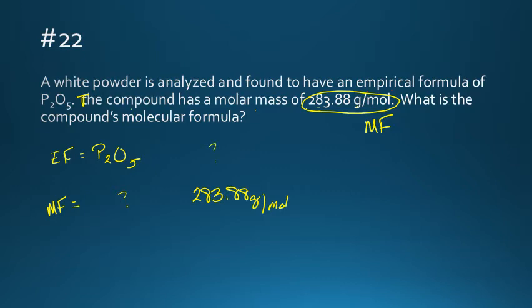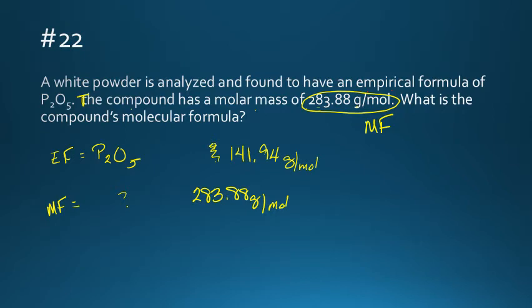Can you find the molar mass of the empirical formula? Well, pause the video and see if you can do it. 2 times 30.97 plus 5 times 16. So I end up with 141.94 grams per mole. What are we going to do with these?